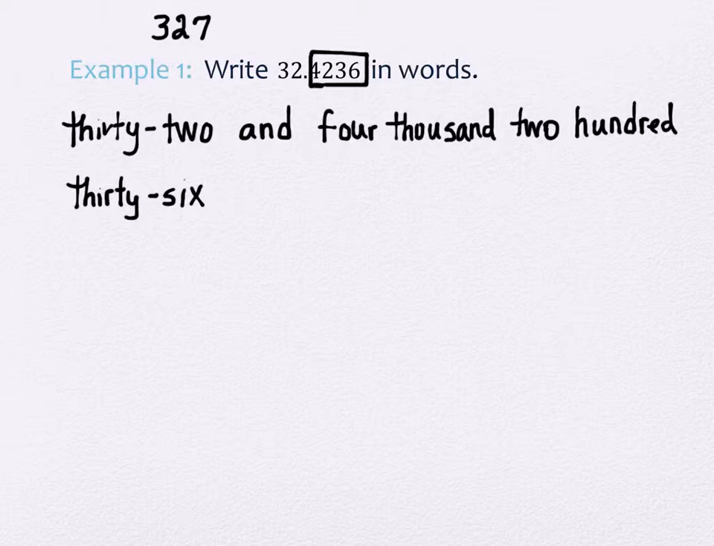So the next thing that we have to do is we've written this number out. We've got to indicate which place value it's in. And we do that based on the last digit, the 6. What place value is the 6 in? It's in the 10,000ths place. So after we write the 36, we're going to write 10 thousandths.